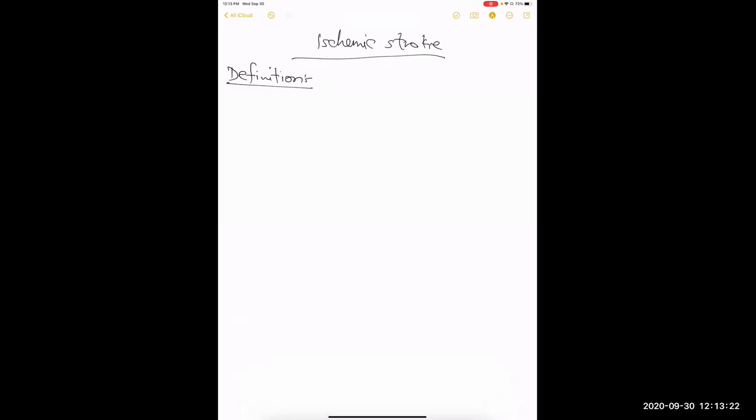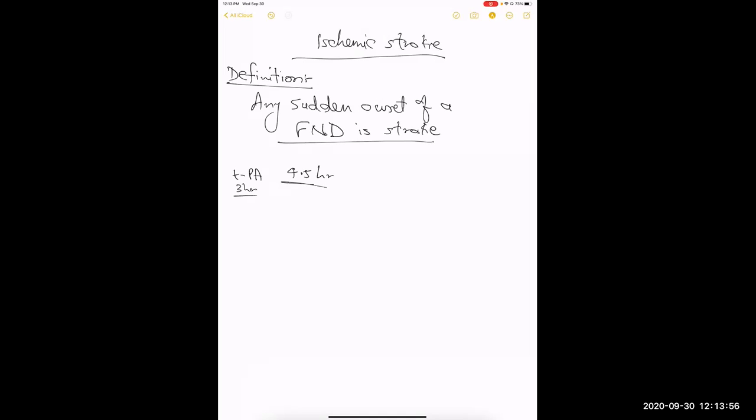Stroke is defined as any sudden onset of a focal neurological deficit. Any sudden onset of a focal neurological deficit is stroke until proven otherwise. This is more or less a practical definition because, when we administer TPA, we are fighting against time. It is FDA approved only for 3 hours, but we use it up until 4.5 hours.